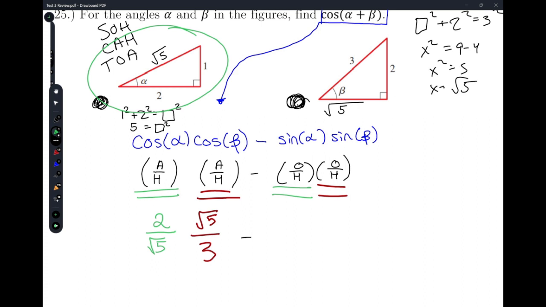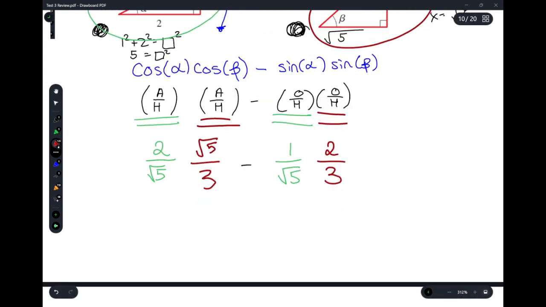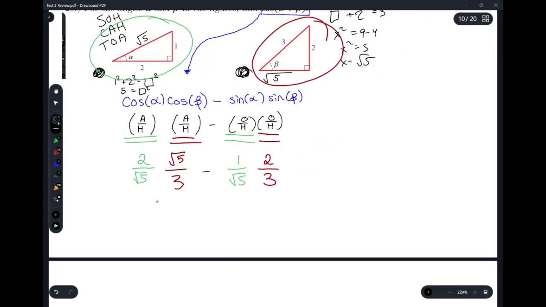And for the green triangle, what's opposite over hypotenuse? And what's adjacent over hypotenuse? Now for the red triangle, what's opposite over hypotenuse? 2 over 3. And so doing a little math, you get 2 over 3 minus 2 over 3 root 5.